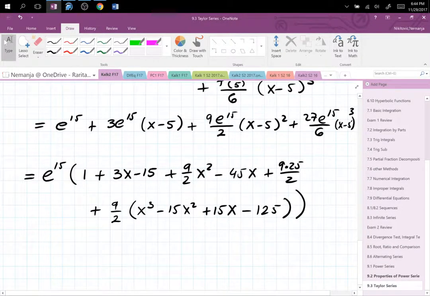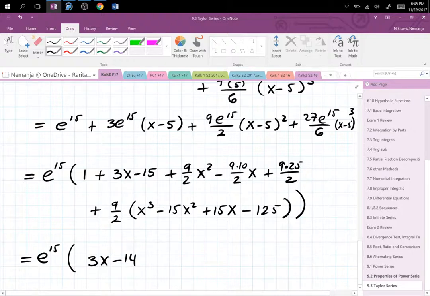So now if you carefully look into this, you can pull some common terms. Well, first of all, you have 1 minus 15, so that's for now 3x minus 14. That's easy. Now I should have left this as 9 times 10 over 2. It's better.